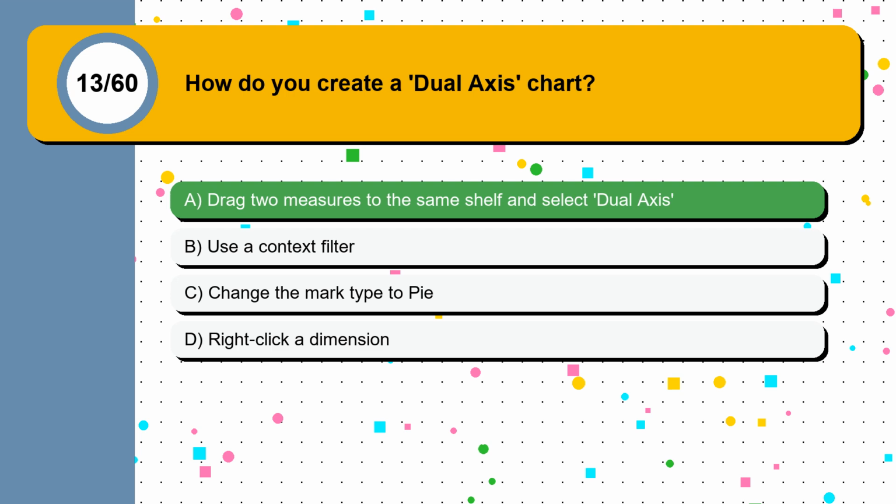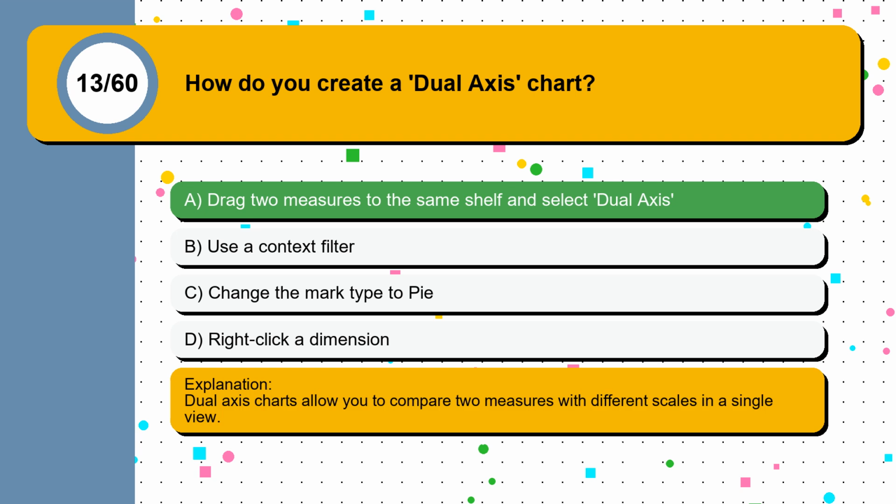The correct answer is option A, drag two measures to the same shelf and select dual axis. Dual-axis charts allow you to compare two measures with different scales in a single view.